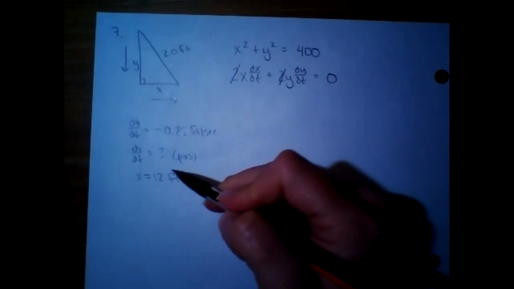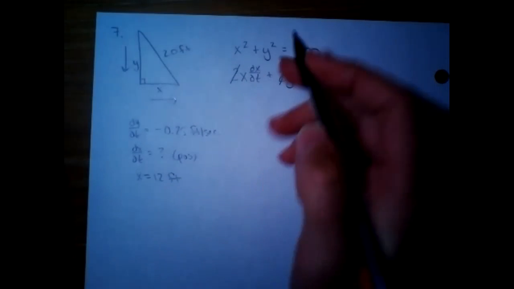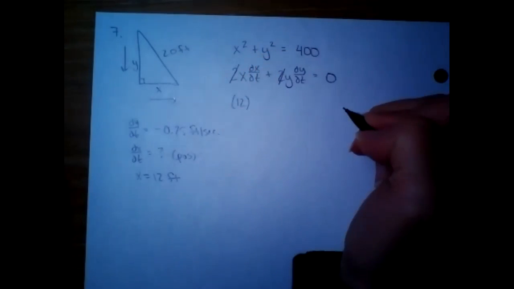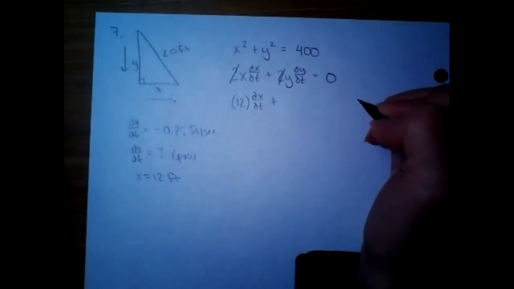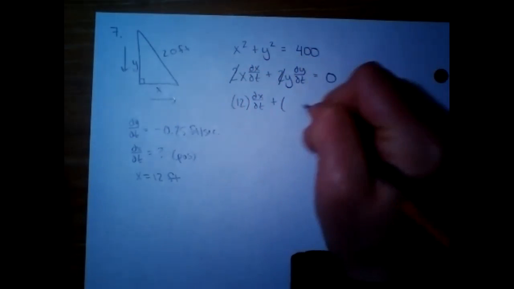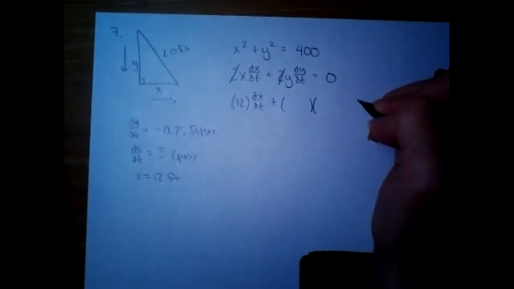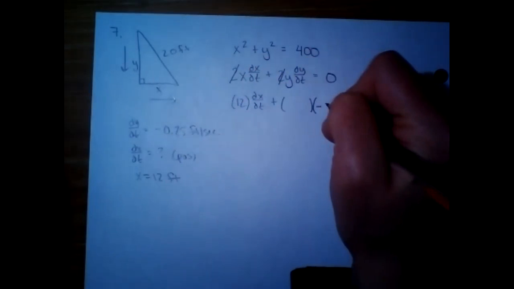And then we can plug everything in. So x is 12, and dx/dt is what we're trying to find. y we don't have, so we'll come back to that. And dy/dt is negative 0.25.